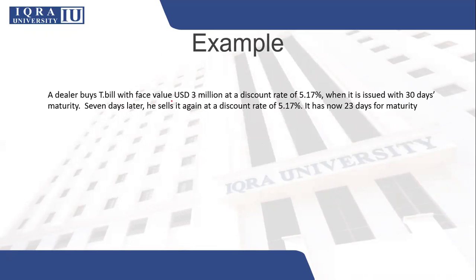So a dealer buys a T-bill with a face value of 3 million at a discount rate of 5.17% when it is issued with 30 days maturity. 7 days later, he sells it again at a discount rate of 5.17. So this is the purchase yield and this is the sales yield. It has now 23 days to maturity. So this will come with the sales part, 23, and this will come with the purchase part.